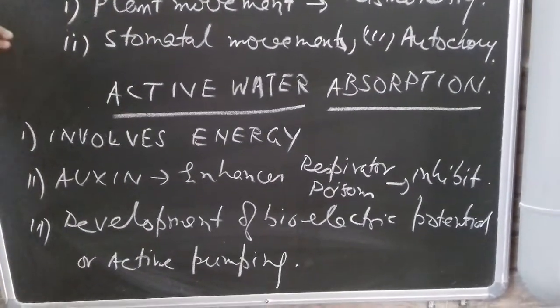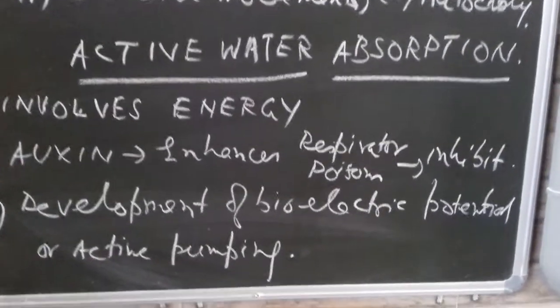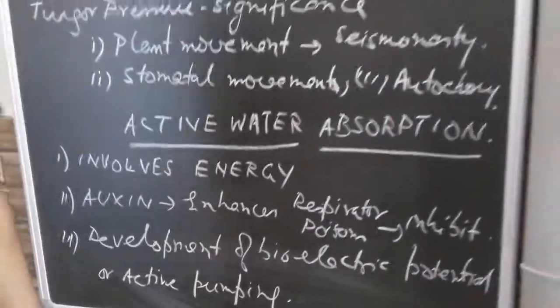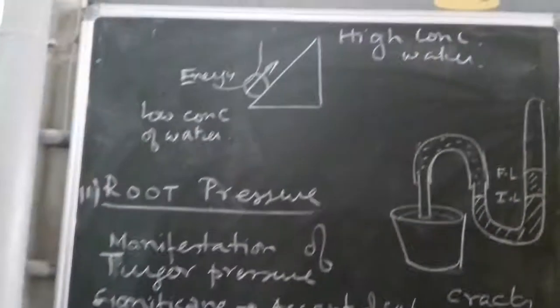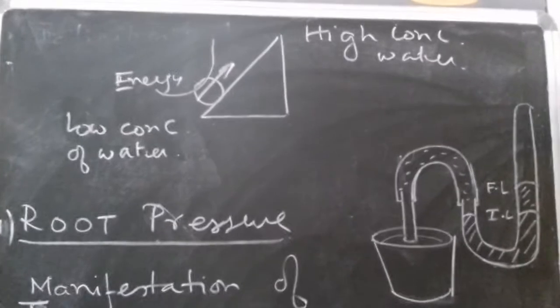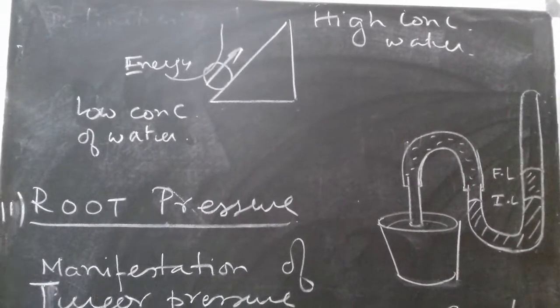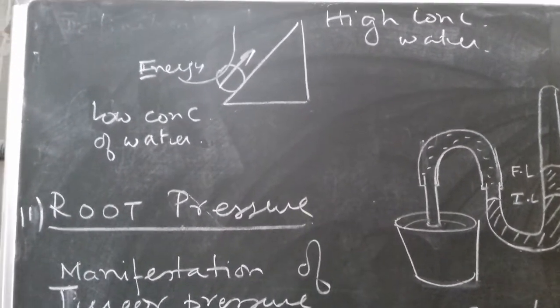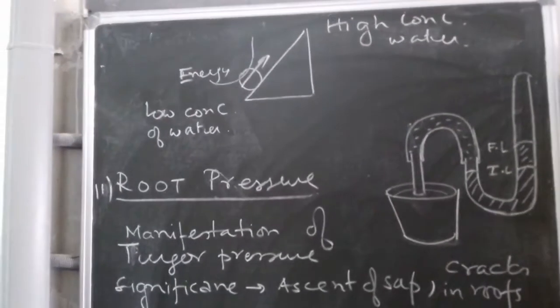Now this active water absorption also helps in development of a bioelectric potential, or what we call an active pumping. Usually we say active transport is usual of water. That means the water is moved from a lower water concentration to a higher concentration. When you have to move this water, there is expenditure of energy. Like active transport is found in the case of solutes also. There also you involve energy.